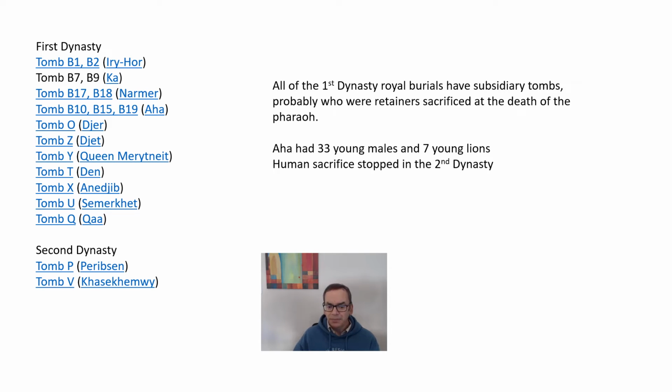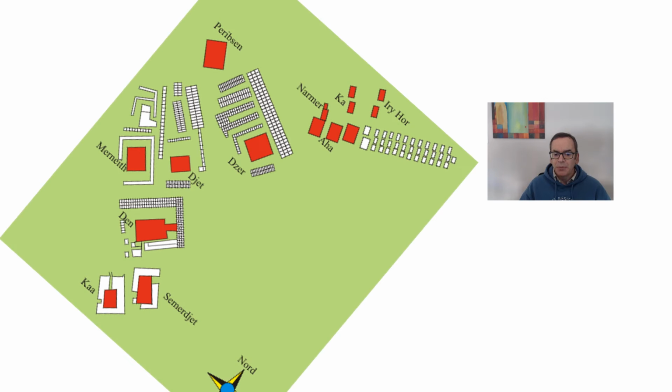And just so a little bit of detail, Aha, one of the earlier kings, had 33 males and 7 lions that were buried alongside of him in these subsidiary tombs. We do know that if this is really human sacrifice, it stopped. They stopped doing that, mostly because it is a strain on resources, a strain on knowledge, if all the retainers are killed when the pharaoh dies. But the idea is that the pharaoh is going into the afterlife and taking all of these people with him.